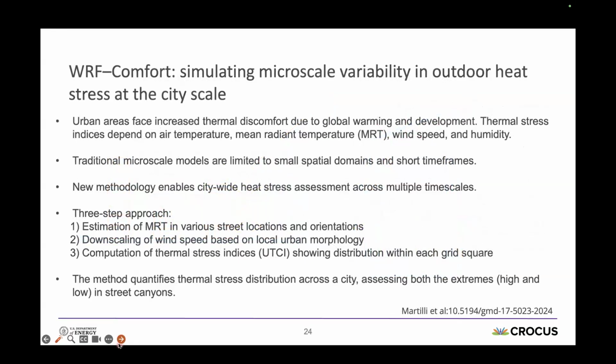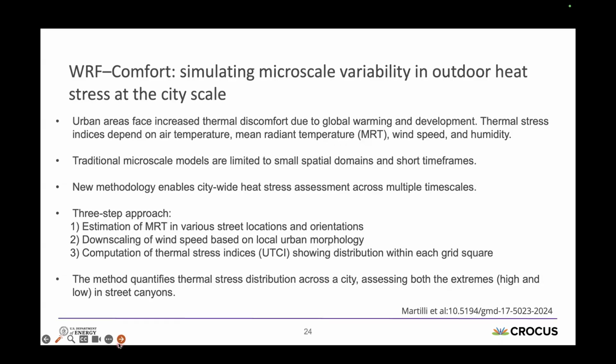Another new methodology we use to simulate heat stress at the city scale is the WRF comfort. As we know, urban areas are experiencing increasing thermal discomfort due to global warming and the urban environment. The primary factors contributing to urban heat stress include air temperature, wind speed, mean radiant temperature, and humidity. While temperature and humidity often vary over large scales, factors like wind speed or mean radiant temperature can differ significantly within small spaces, such as city streets, due to the urban environment and local topography.